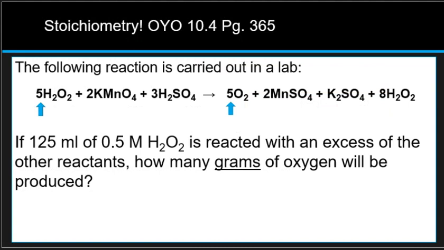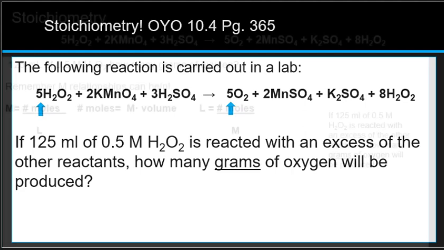Okay, the following reaction is carried out in a lab. If 125 milliliters of a 0.5 molar H2O2, and I want you to know our H2O2 is the reactant. This was getting me confused because I also have H2O2 over here in my products. So I had to remember this isn't our reactant. If I have that much, reacted with an excess of everything else, how many grams of oxygen will be produced? All right, so we're going to go through those same steps we just went through, but look at the relationship between our reactant H2O2 and our product O2. What is it? It's 5 and 5. It's 1 to 1. Hooray. We're a 1 to 1 ratio.